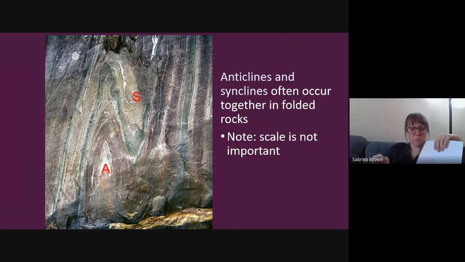Also important to note that when we're talking about folds in rocks, scale is not important. What that means is we see giant anticlines and synclines in the mountains. You can see this one's smaller. You can kind of see some little trees hanging out up here. We also see these in hand samples. You can find them in rocks laying around campus. We can see them really tiny, microscopically, in rock cross sections that we look at under the microscope. So the important thing to know about folds, scale's not important. We see these at all scales in rocks.